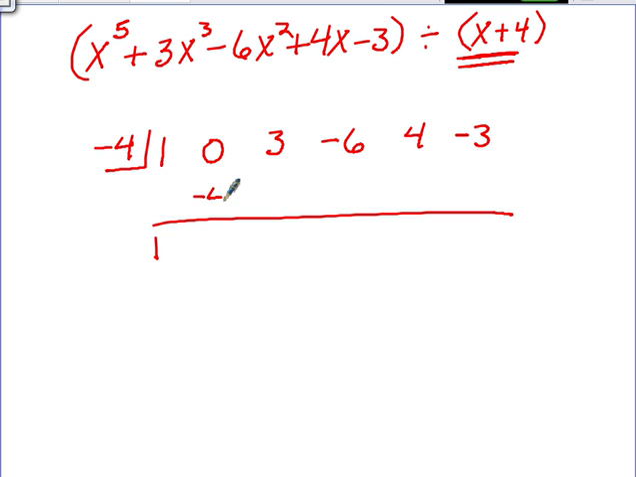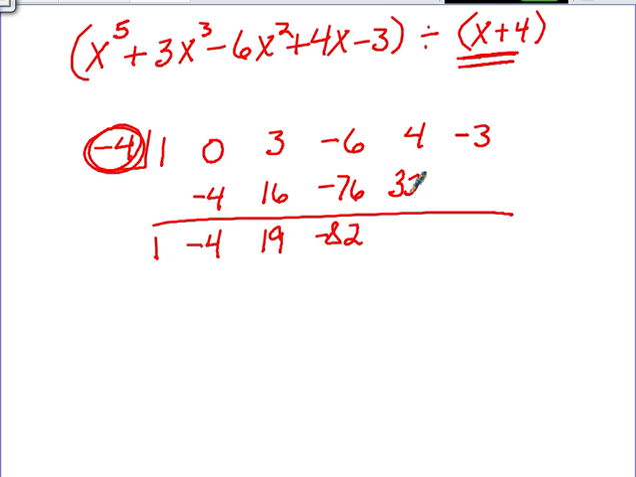Bring down the first number, multiply, always multiply by what's in the box. Multiply by -4. Add these two numbers together, multiply by what's in the box. Add these two numbers together, multiply by what's in the box. Here we go. Add these two numbers together, multiply by what's in the box, 328. Add these two numbers together, 332, multiply by what's in the box, goodness, 1328.